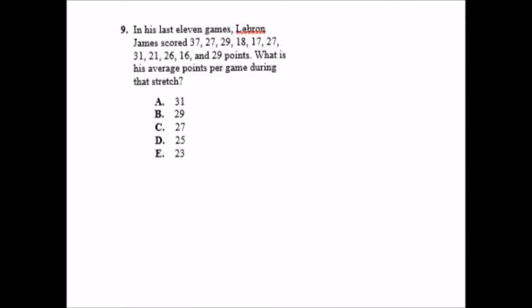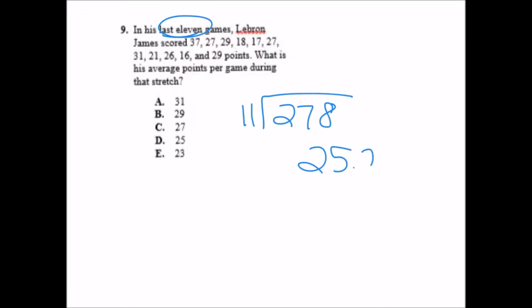Question 9 says, in his last 11 games, LeBron James scored 37, 27, 29, 18, 17, 27, all these points. What's his average points per game during that stretch? They were kind enough to tell us that there are a total of 11 games. So now all we need to do is add up those points using our calculator. So the total points that he's earned across all 11 games is 278 total points divided by the 11 games. Again, use your calculator. You come up with 25.272, so 25.3 points per game, rounded to D, 25.